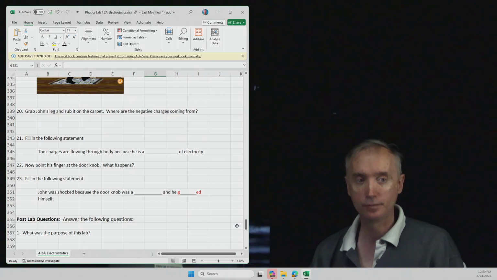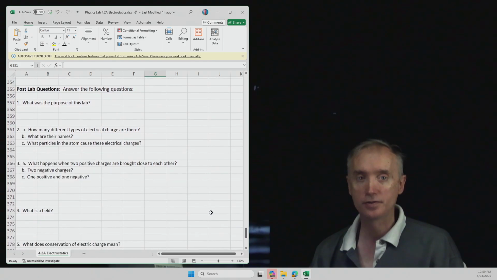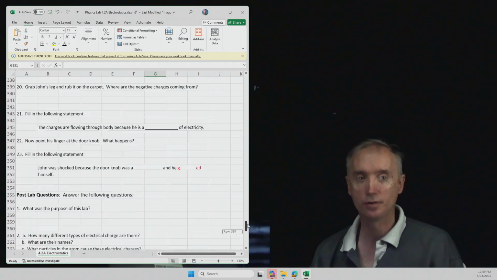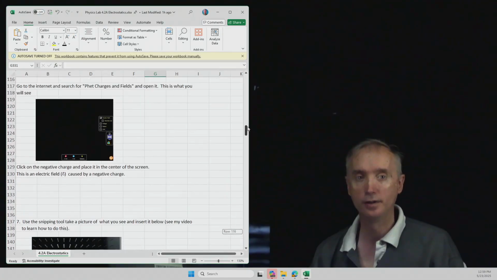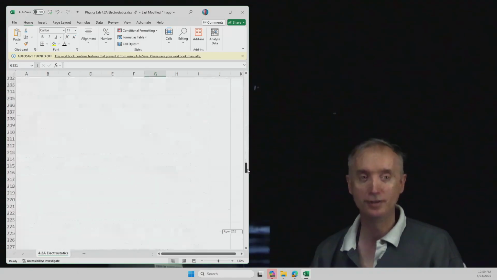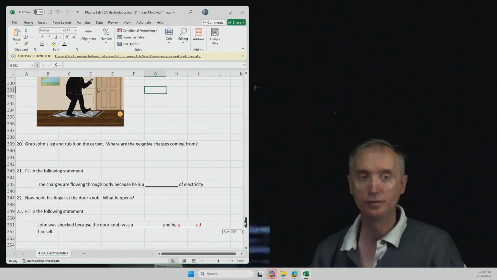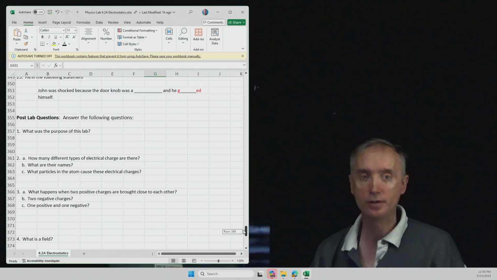All right, now we've got some post-lab questions here that you need to answer. So what is the purpose of the lab? Well, that's pretty easy. So all you got to do is go all the way back up here to the top where it says purpose, and then copy and paste. So you don't really need to write it out if you don't want to. So you can just copy and paste and put that in here. Make sure and do it in red.